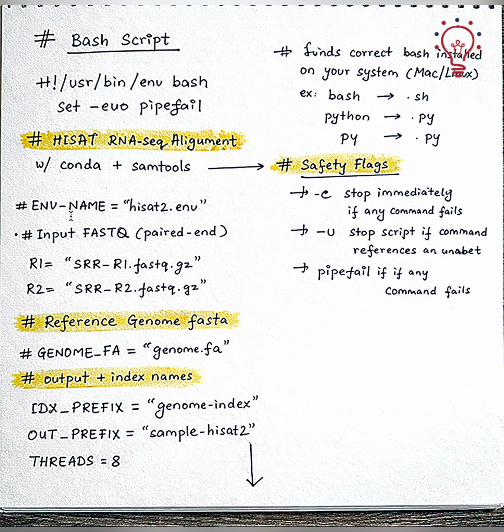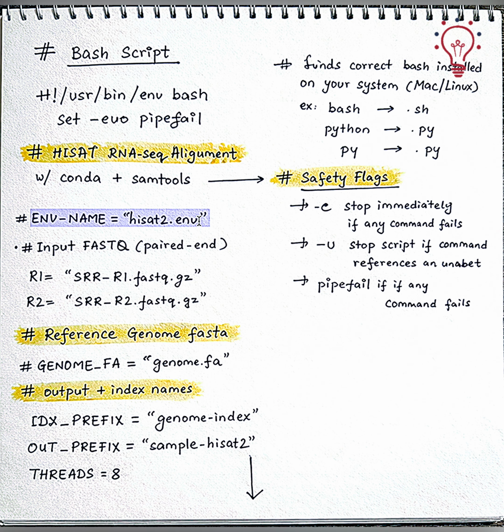Next, we define the input FASTQ files. These are paired end sequencing reads. R1 equals SRR_R1.fastq.gz. R2 equals SRR_R2.fastq.gz. Then we specify the reference genome file. GENOME_FA equals genome.fa. This is the FASTA file used to build the HISAT2 index.